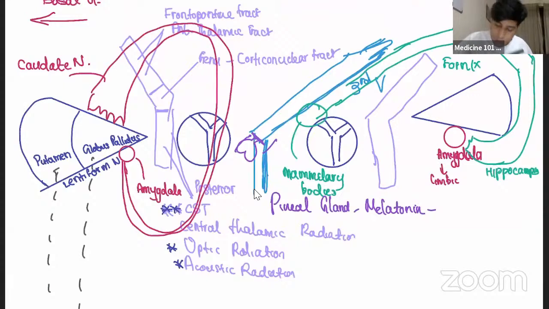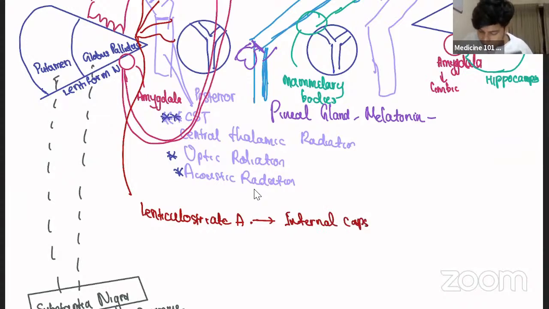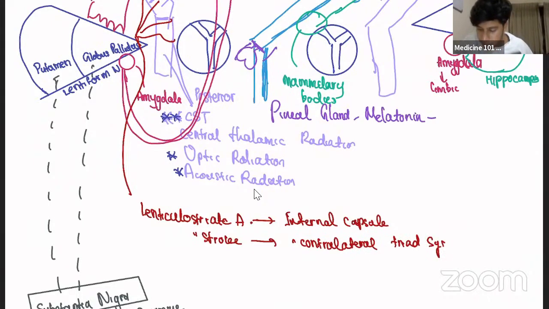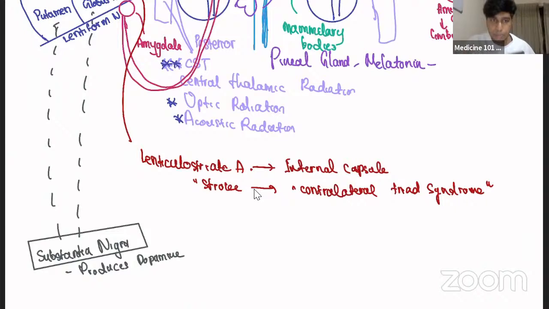And do you guys remember the lenticulostriate artery, which I talked about in the circle of Willis? It innervates the internal capsule. And if there is a stroke, it leads to something called the contralateral triad syndrome. Okay. Guys, I'm going to show you everything that I'm doing right now in the PPT. Everything is there in the PowerPoint.